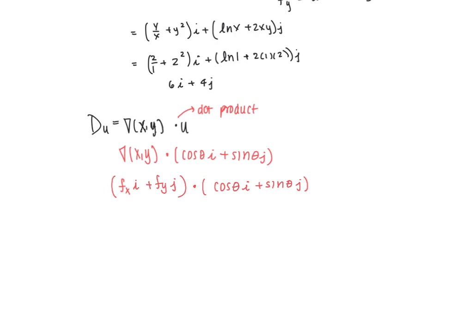So the dot product is you multiply the x terms together and you multiply the y terms together and you add them. So you end up with f_x cosine theta, the i's gone because this is a scalar, f_x cosine theta plus f_y sine theta. And if you remember, that is the same formula we were using before for the directional derivative.